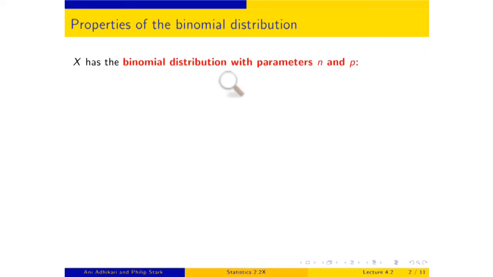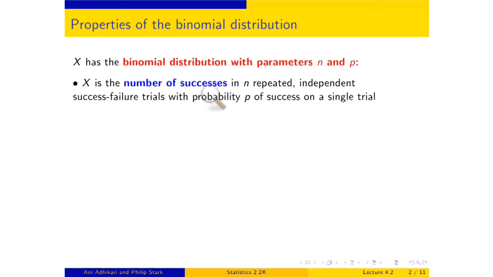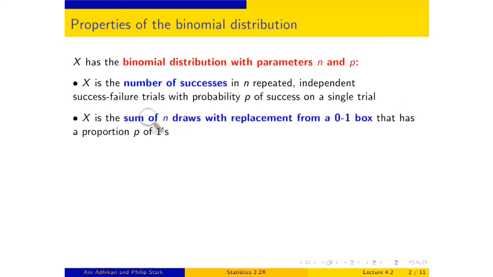So here is a useful summary of what we know about the binomial distribution. Random variable x has the binomial distribution with parameters n and p. Translated into English, what does that mean? Well, one way of looking at it is to say that x is the number of successes in n repeated independent trials, etc., which we've said before. And another way to look at it is that x is the sum of n draws with replacement from a 0-1 box, with a proportion p of 1s in it.